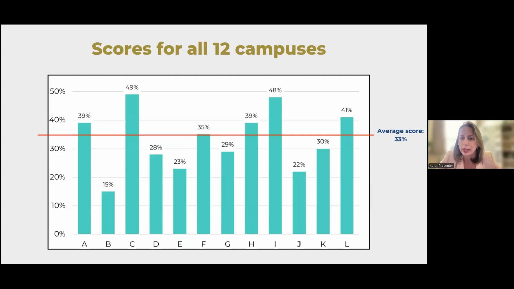The 12 campuses are de-identified. We did not identify the campuses in the final report, but you can see that the average score, policy score for campuses was only 33%, with no campus quite reaching the half threshold. So they are doing some alcohol policies that are strong, but they are missing a lot of policies that could strengthen their overall approach to alcohol harm reduction.